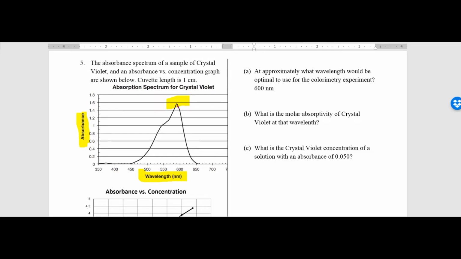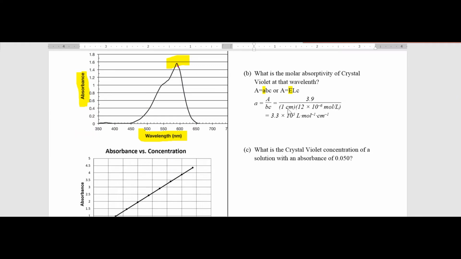Question B says, what is the molar absorptivity of crystal violet at that wavelength? We're going to use our equation A equals ABC, or A equals epsilon LC, to find that molar absorptivity, that extinction coefficient. I've typed it out right here really quick because my writing utensil is not working properly right now. We're trying to find the molar absorptivity, which is just another way to say extinction coefficient. So we're trying to find A, or if you use this equation, epsilon, the big E.